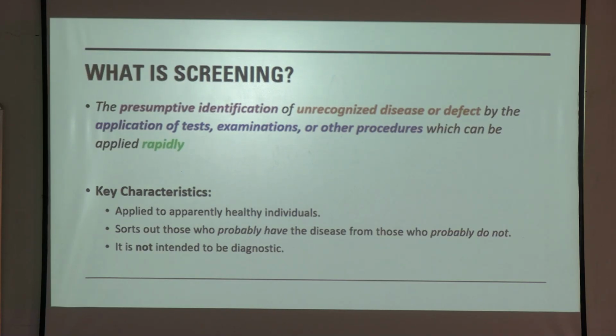So with that objective, we will do presumptive identification of unrecognized disease, where the person is still not realizing that they have the disease, or defect by the application of tests, procedures or examinations. They need not always be lab tests, they can be simple things like a BP measurement, isn't it?